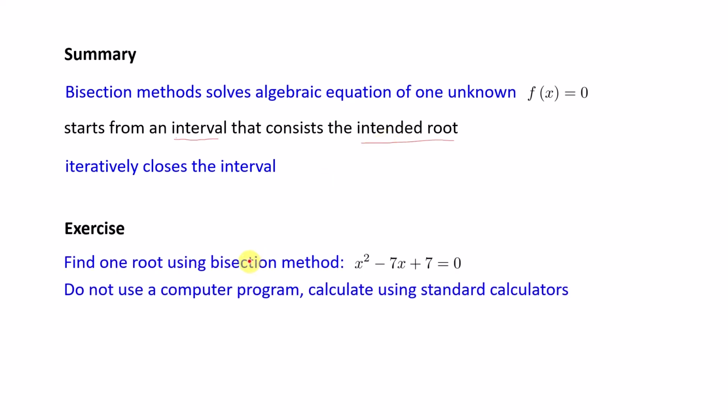Using the technique that I have discussed and using simply a handheld calculator, find one root using the bisection method for the equation x squared minus 7x plus 7 equals 0. You develop the table as I have shown in this lecture. Hand calculation is enough. You do not have to write a computer program. Even if you can write a computer program, I'll still urge you to do a manual calculation. This will help you understand how the procedure works.